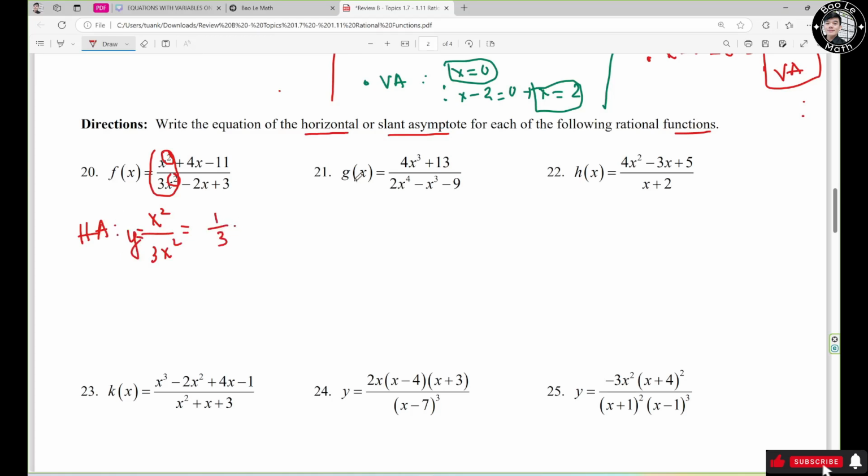Now let's move on to number 21, right? So the degree of the numerator is 3. The degree of the denominator is 4. So the numerator is 1 degree less than the denominator, right? So we have the horizontal asymptote y equals 0, right?